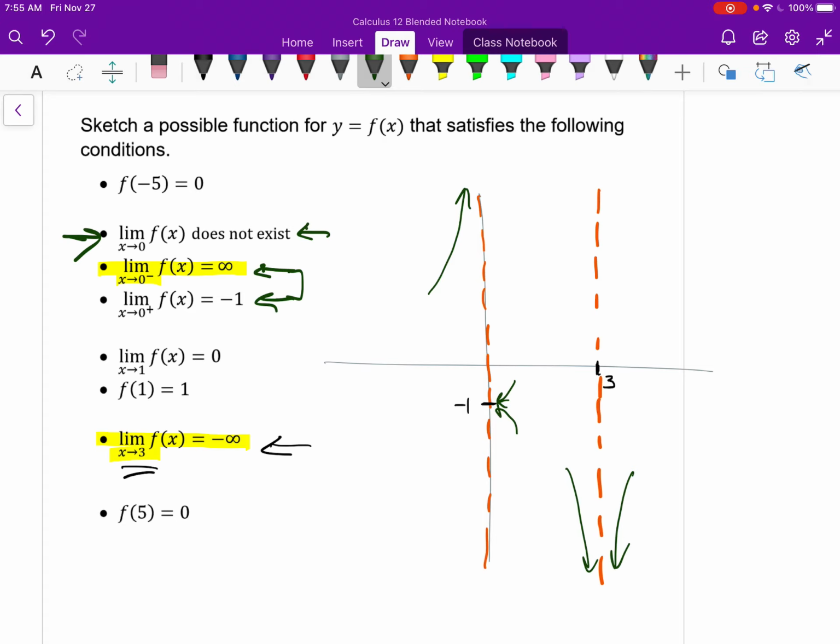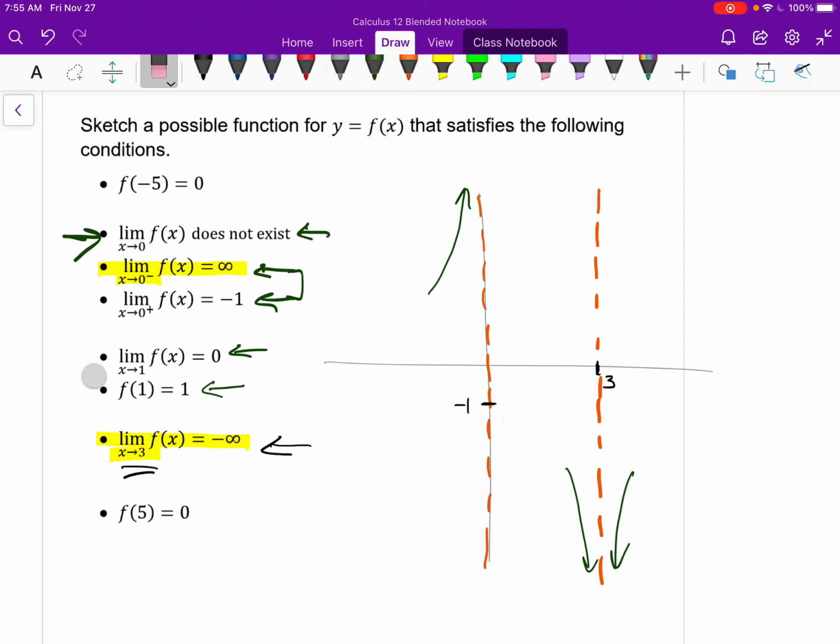But I do know right here that f at 1 is 1. But I know the limit as we approach 1 is 0. OK, how can all this be true? So if f at 1 is 1, but the limit as we approach 1 is 0, that means I know my graph from both sides.